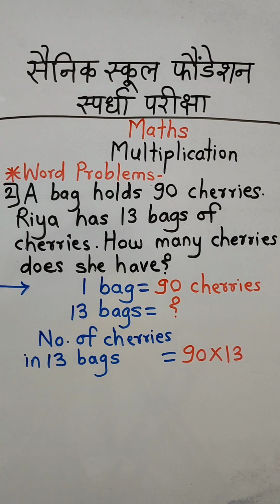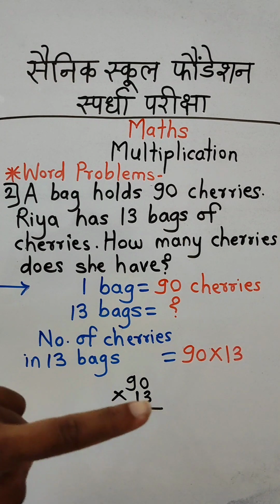We have to write this example vertically first of all to calculate it. To calculate this multiplication, we will multiply the complete number 90 by the units place digit, that is 3.